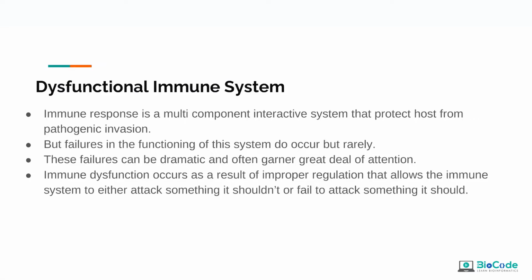Dysfunctional immune system. Immune response is a multi-component interactive system that protects the host from pathogenic invasions. But failures in the functioning of these systems do occur, although they are very rare. But in case of failures, they can be dramatic and often garner a great deal of attention. Immune dysfunction occurs as a result of improper regulation that allows the immune system to either attack something it should not or fail to attack something it should attack.